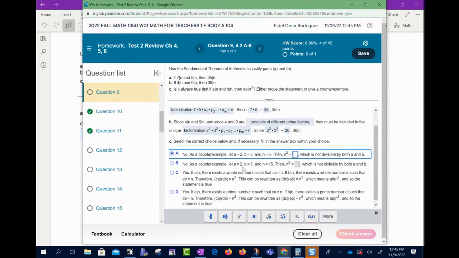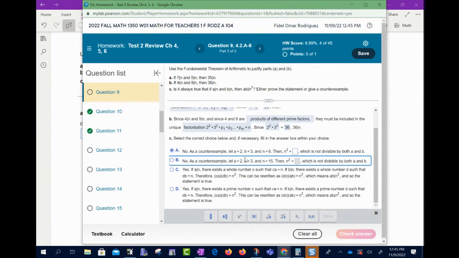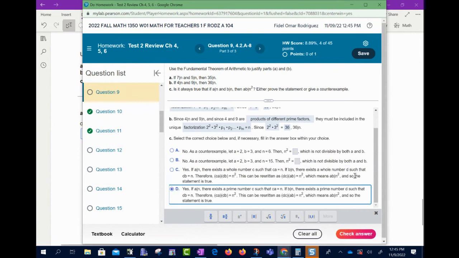Let's see. If A is 2 and B is 3 and n is 15, but remember, y'all, these numbers here have to be able to go into this one. And even though 3 goes into 15, 2 doesn't, okay? So I'm not going to use that one there. So my choice is either going to be a C or a D, and I'm going to try to take a look and see if I can figure out which one it is.